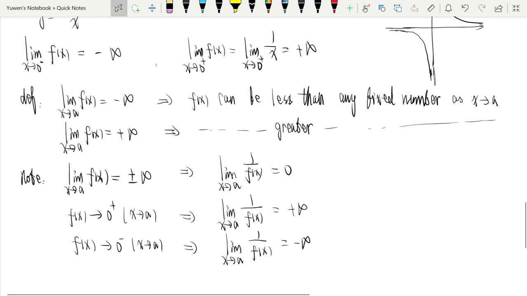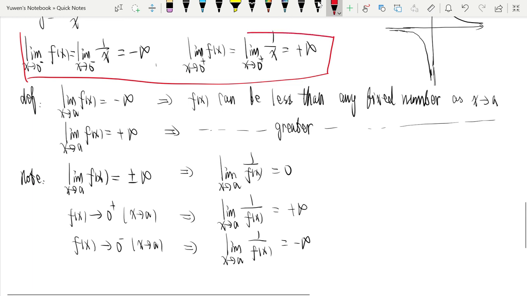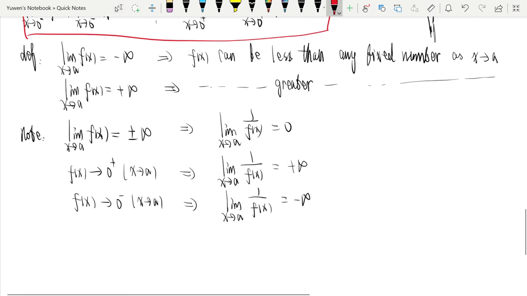The same as here. That's from here. Some examples.